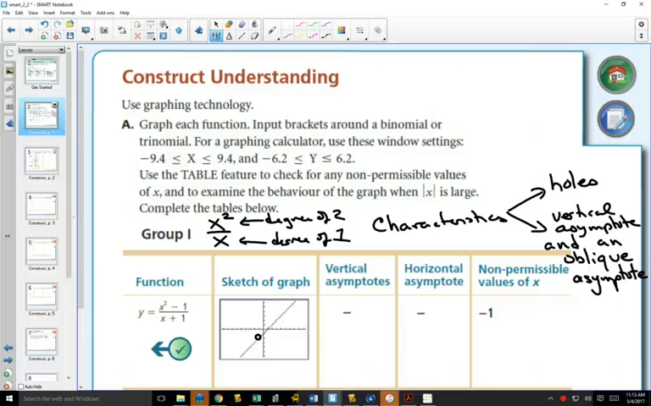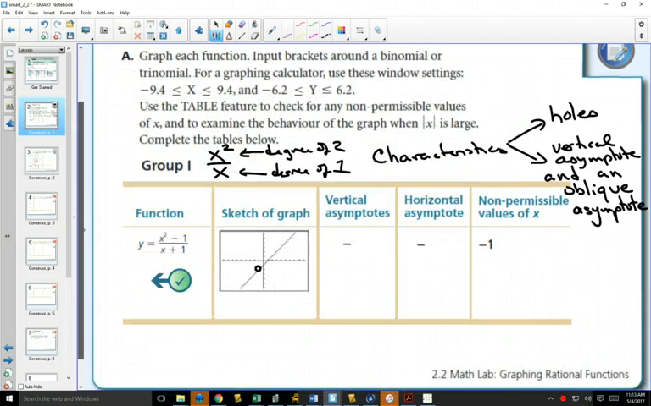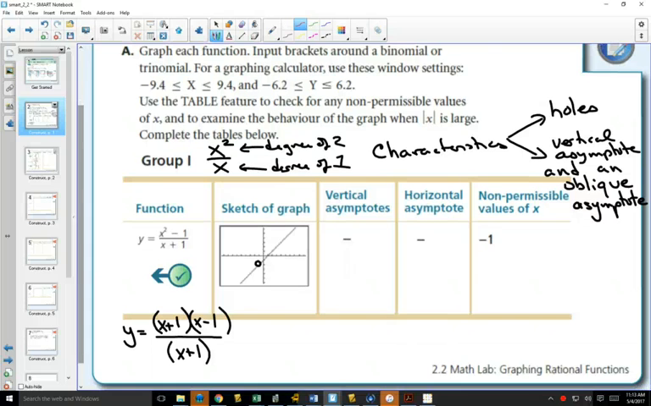How do we know when a non-permissible value, because sometimes our non-permissible value is a hole, and sometimes our non-permissible value is a vertical asymptote? So how do we tell? Well, the way that you tell is through factoring. If you would take this original equation and you would factor it, can you see that you would get a difference of squares, x plus 1, x minus 1, divided by x plus 1? Once I factor it, what could you do with that? You could simplify, right? The x plus 1s would cancel.